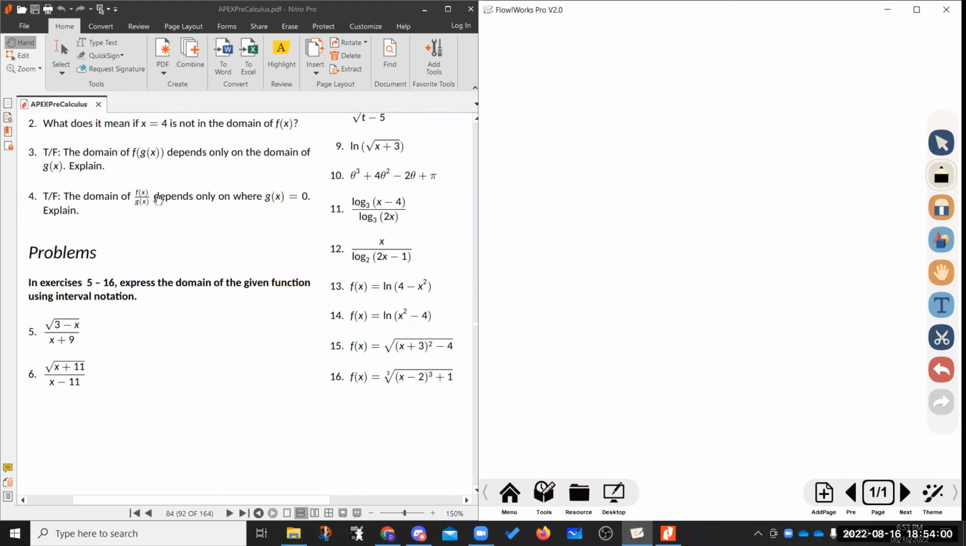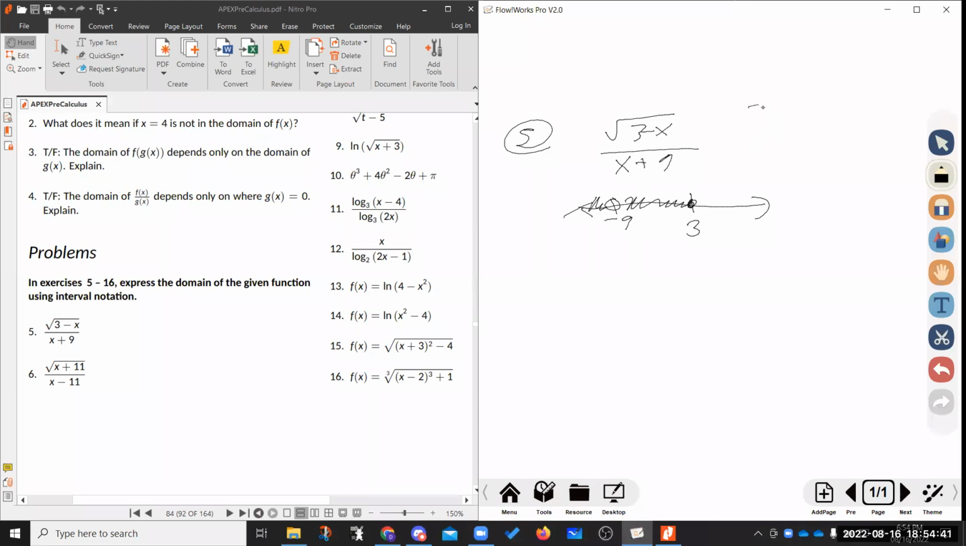They gave us an example of what I just talked about in number 4, right there in number 5. So number 5 or number 6 could have been your counterexample for number 4. Number 5 asks us to find the domain of the square root of 3 minus x in the numerator, x plus 9 in the denominator. So x is going to have to be less than or equal to 3, and not equal to -9.